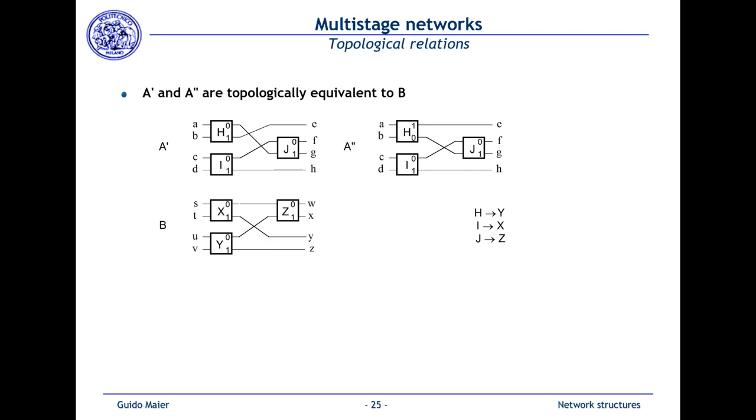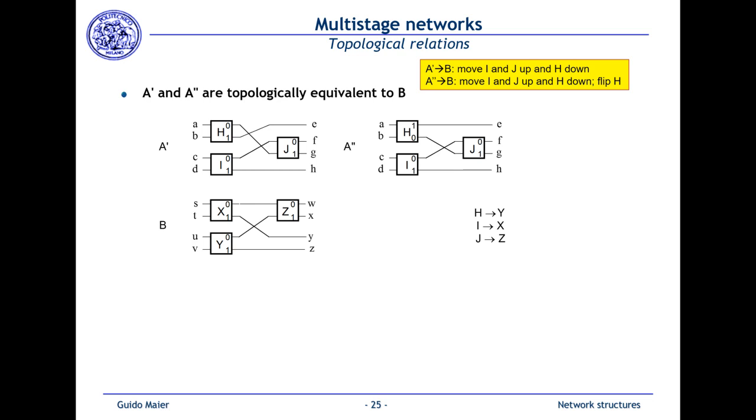These networks are also topologically equivalent, so A prime and A second are equivalent to B because they have the same underlying graph, and you can relabel the matrices. So if you want to describe how you can change the topology to prove that the two underlying graphs of A prime and B are the same, for example, if you take A prime, you move I up and J up and H down, and you obtain the same topology as B. Okay. And similarly for this other case.